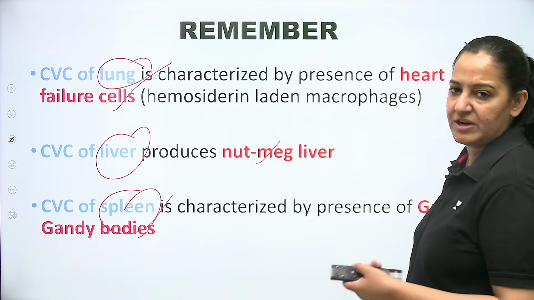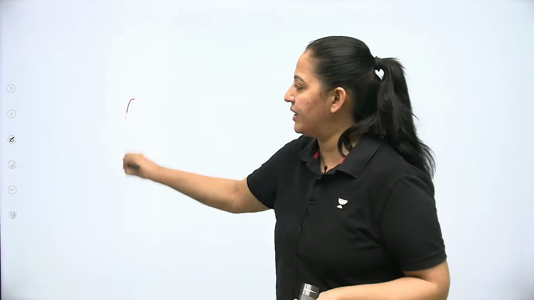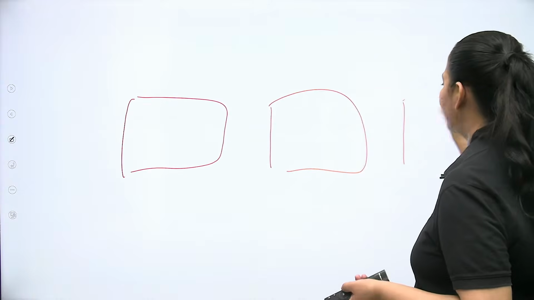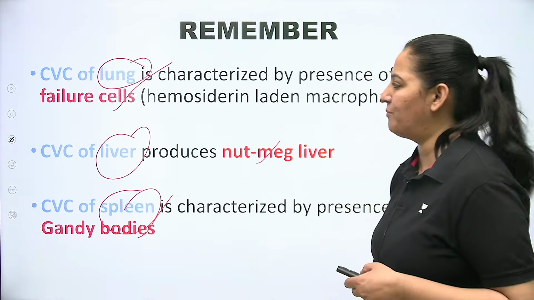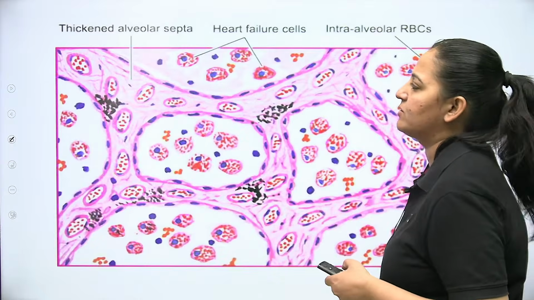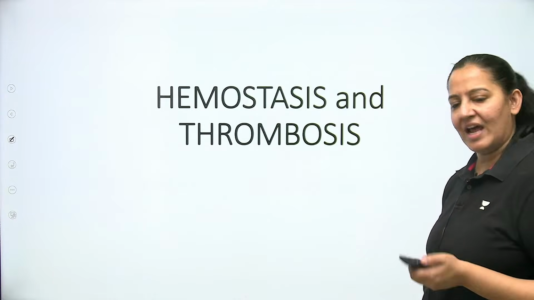Will you be able to draw three diagrams? I wish, if I have time, I could draw the three diagrams again: CVC lung, CVC liver and CVC spleen. But again, it will take 5 to 10 minutes. So you do it on your own. So I'm done with the three CVCs. So my second topic, CVC, is also completed. Everyone give me a thumbs up. Shall I come to the next topic?